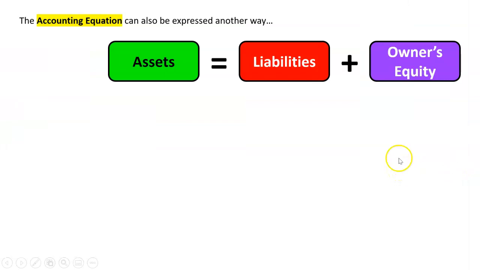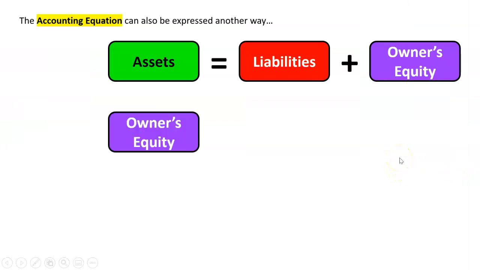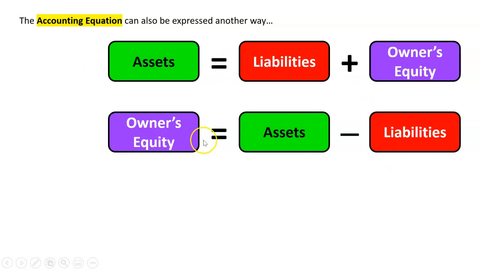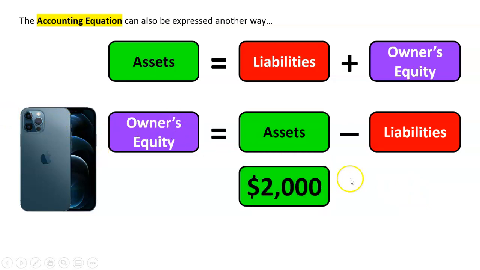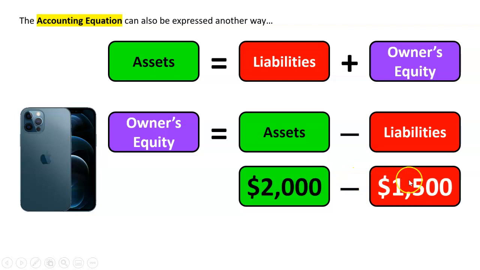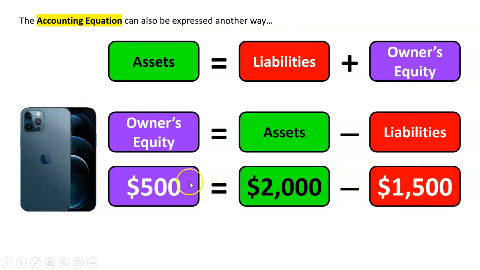So it can also be expressed another way that we're going to talk about, which is owner's equity equals assets minus liabilities. We're going to need to know both in quite some detail. And just to apply that to the phone we spoke about, in this case we said the asset was the $2,000 phone. Take out your debts on that phone, which we call liabilities, and your owner's equity was $500. So that's the second way we can express the accounting equation.